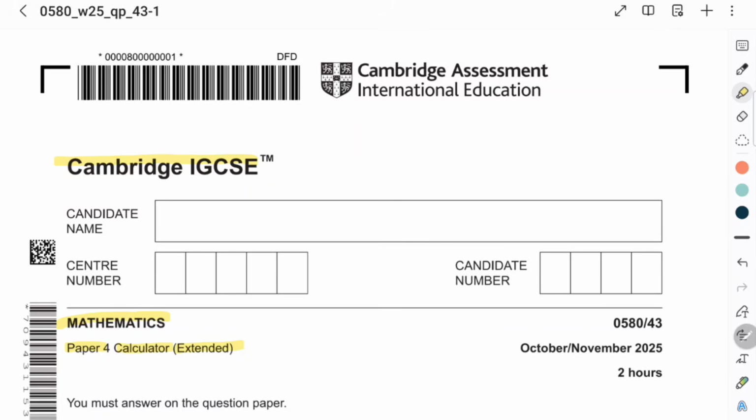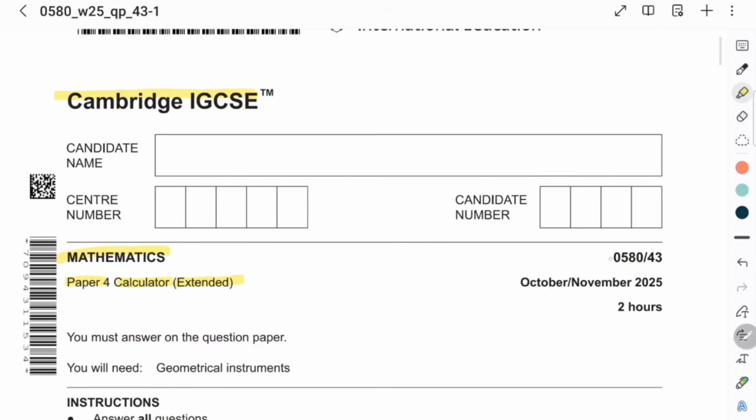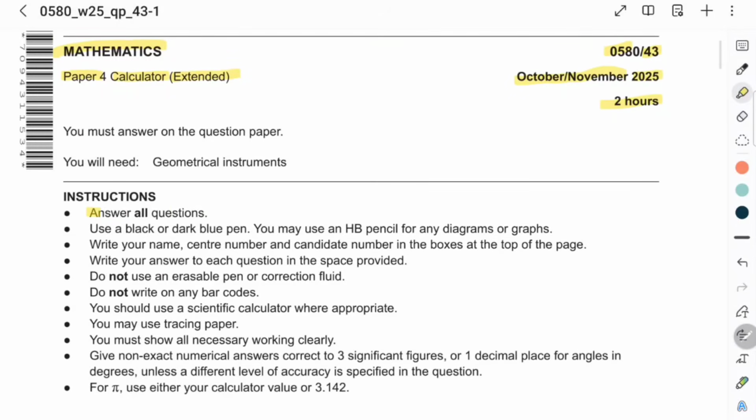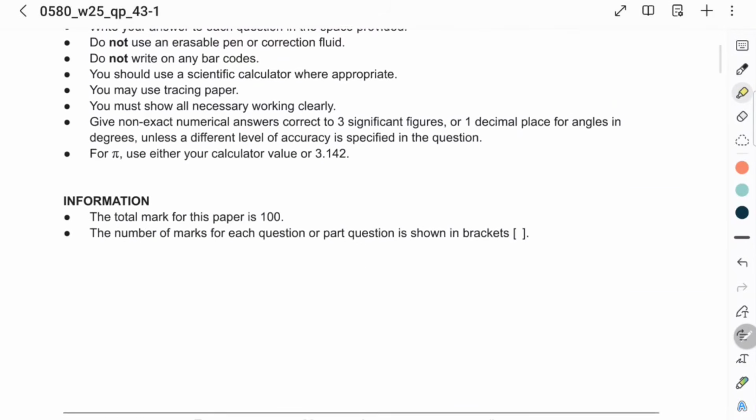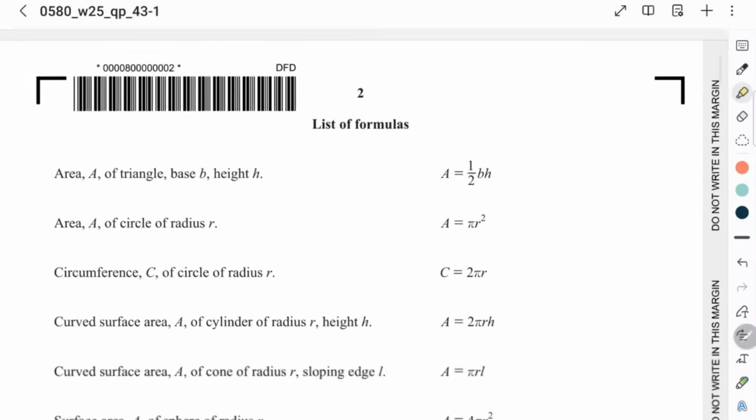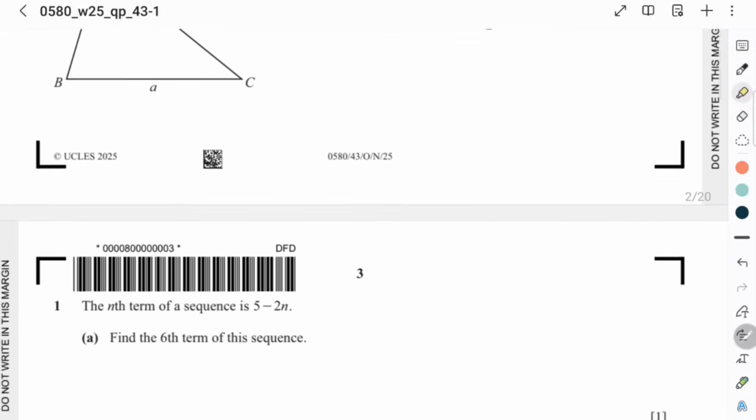Calculator is allowed, it's the extended paper. The code of the paper is 0580 and the variant is 43. It's October-November 2025. The timings are 2 hours. You will have to attempt all questions and the total marks of the paper is 100. Calculator is allowed. Formula sheet will be given.